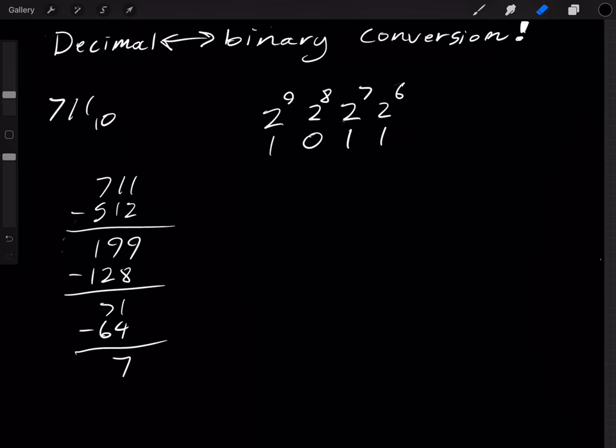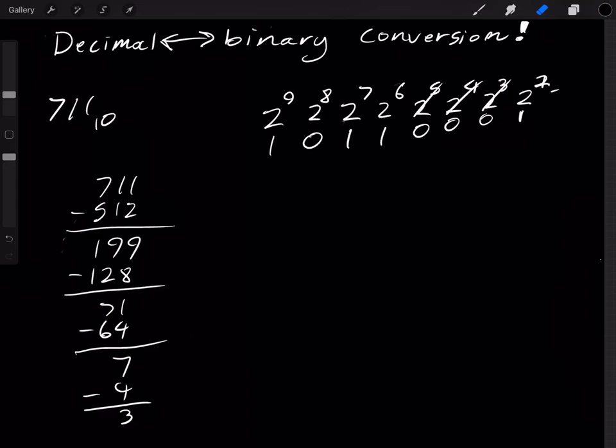And then you know 2 to the 5th does not go into 7, so that's a 0. 2 to the 4th does not go into 7, so that's also a 0. 2 to the 3rd does not go into 7, so that's also a 0. 2 to the 2nd, 2 squared, does go into 7. That's minus 4, and that makes it equal to 3, so that is a 1.